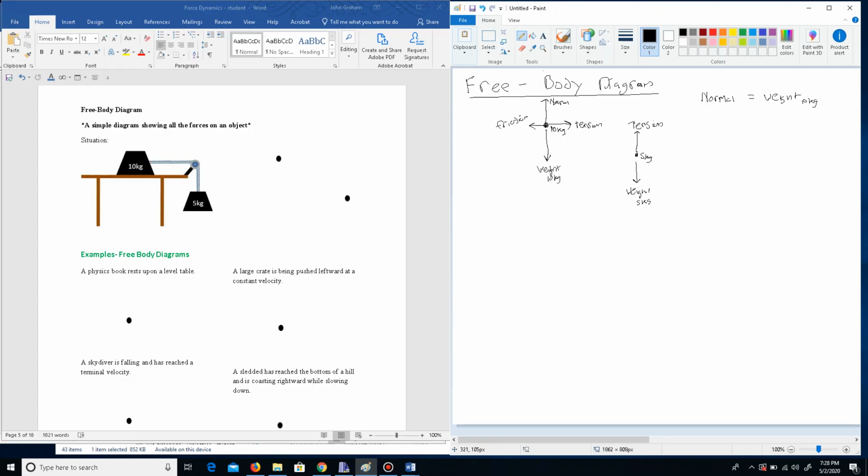These two tensions are the same. That's why I didn't label them differently. They are the same. As long as it's the same cable, it's the same tension.